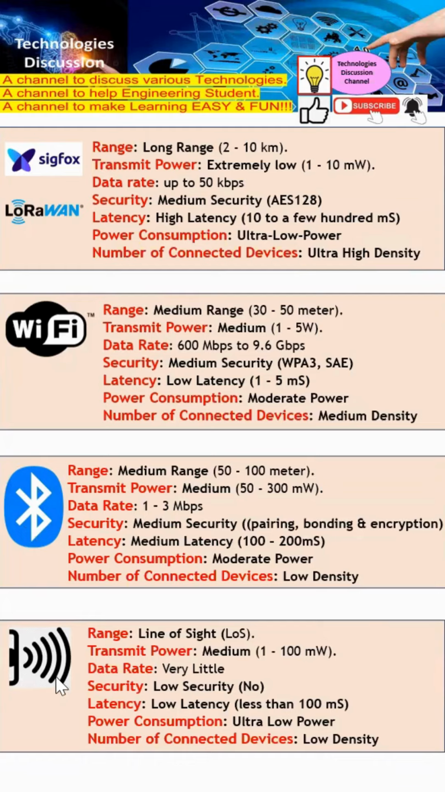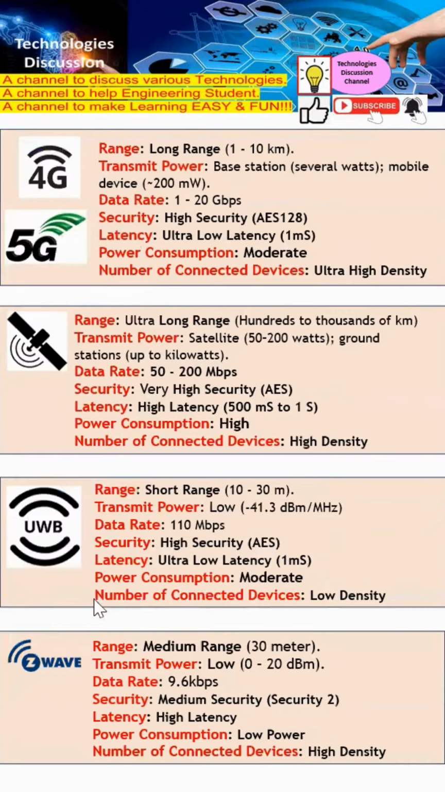This is infrared, which is used for something like a remote control. Because of this, we don't have any form of security for infrared. Next will be cellular. The key thing about cellular is high security and also very low latency, and it can also carry a lot of data, especially for 5G.